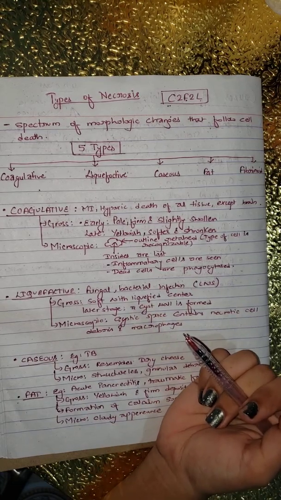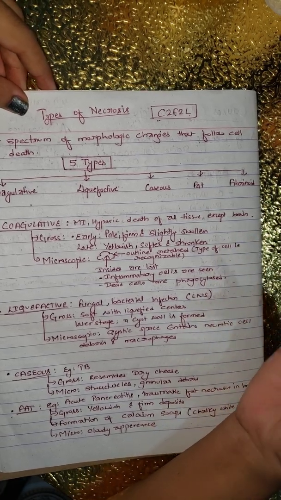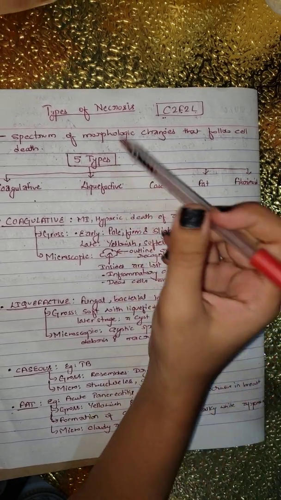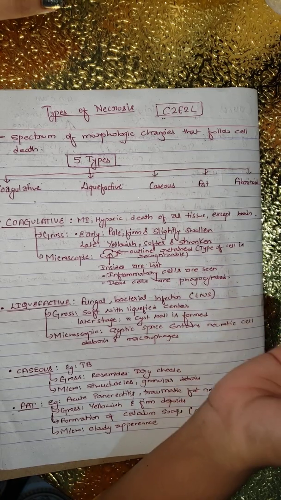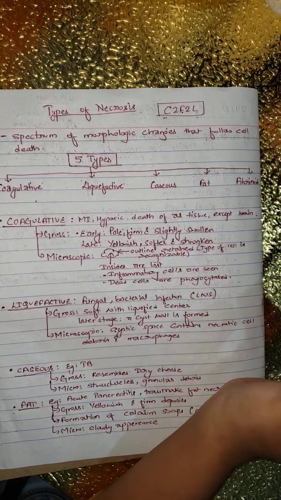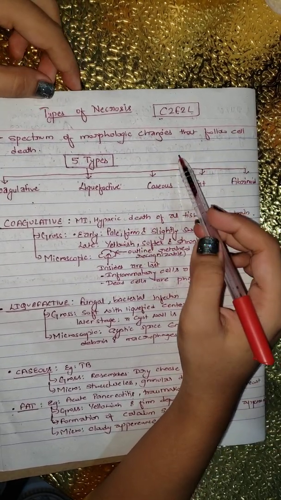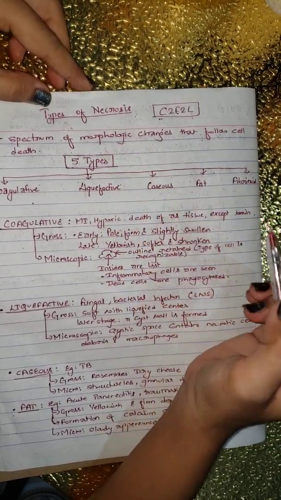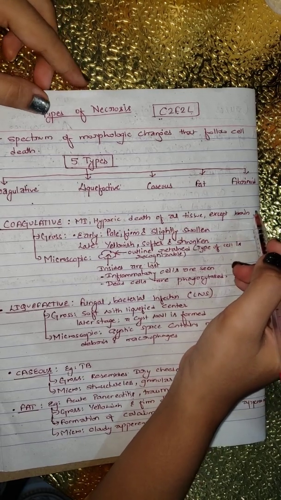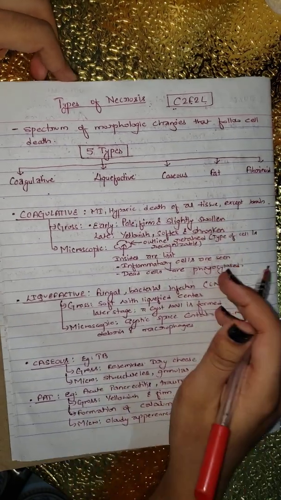Hello, guys. This is our fifth class, I think. So, this is the class about types of necrosis. We have already studied about necrosis and apoptosis and also the difference between them. So, today is the class of types of necrosis, which is a very common question, especially asked in viva and also in theory as well.